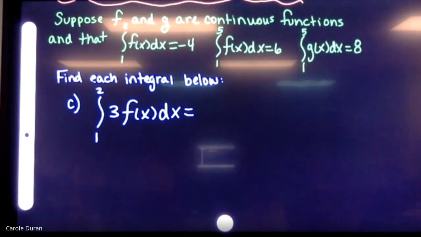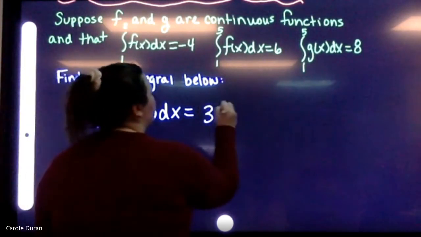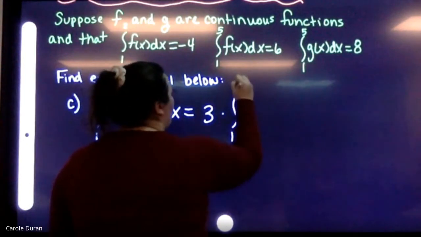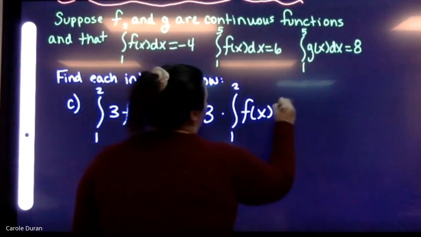Do I have an integral that goes from 1 to 2 that is 3 times f of x dx? No, but I know what I can do with a constant being multiplied into a function. What do I do with it? Put it in the front of my integral. So this becomes 3 times the integral from 1 to 2 of f of x dx.